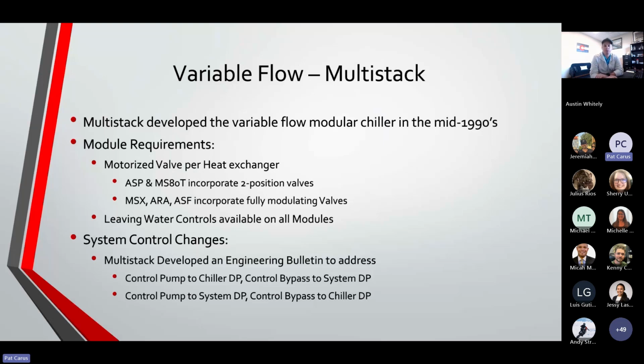There are 2 primary ways to manage the DP settings in a particular machine. You can do pump control to the chiller DP and bypass control to the system DP, or vice versa. Control the pump to the system DP and control the bypass to the chiller DP. We don't really have a preference, but there are multiple ways to do it.